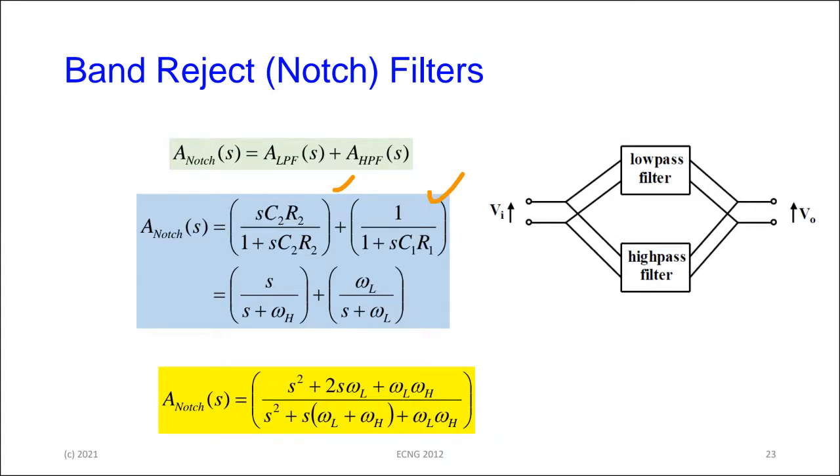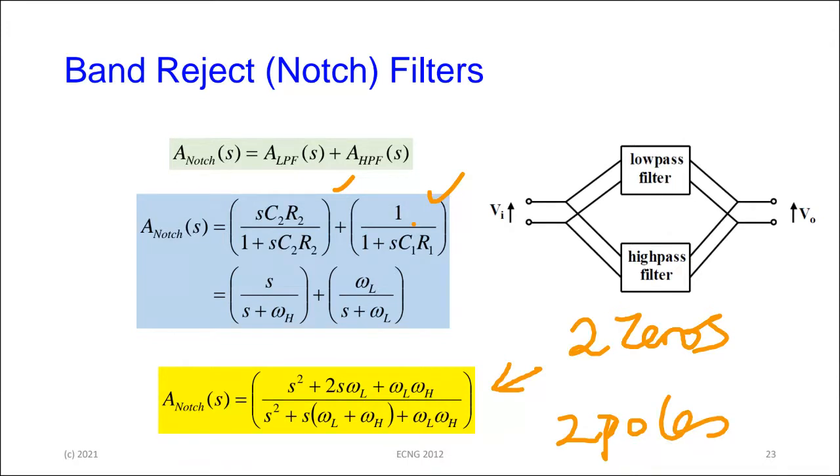I put it in this form because omega for the low pass filter, remember omega L is 1 over RC, so I could substitute RC for omega in both cases. So I get it into this form now. So that is the transfer function for the notch filter. Notice this one now has 2 zeros and 2 poles on it. Typically, the zeros are complex.